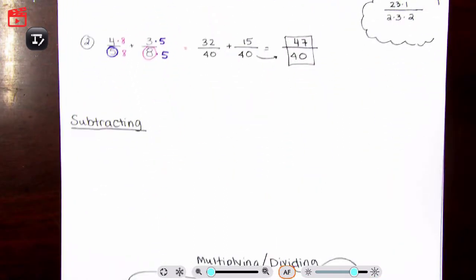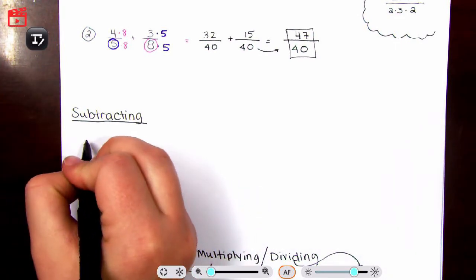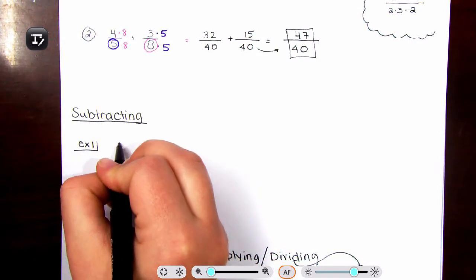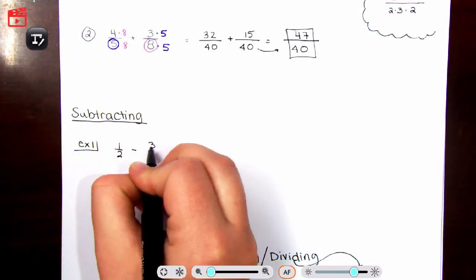Very similarly, we have our subtracting. The only thing that changes with subtraction is now you've got a minus. That's it. That is it. So we have, let's do example 1 for subtraction. Let's do 1/2 minus 3.